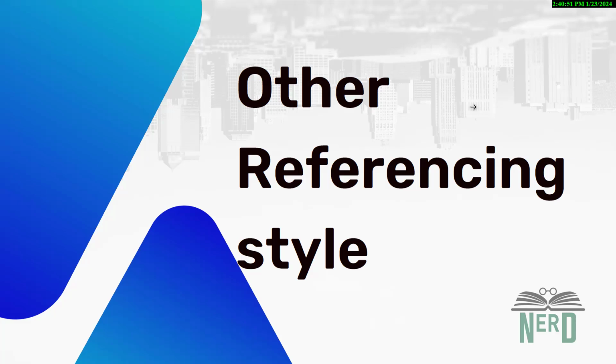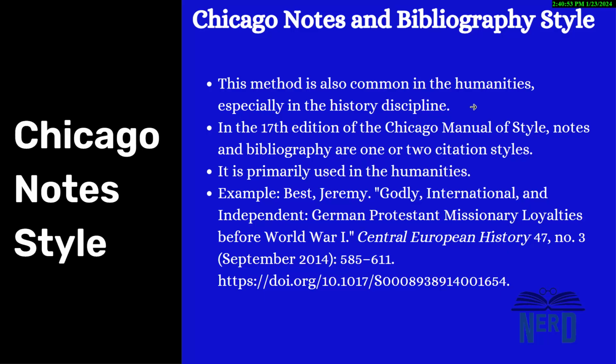And we have other references like Chicago notes itself, which is not quite important because in the exam they don't ask, but for your reference I have mentioned it here, and who knows, they might ask. This method is very common in humanities, you should remember, and the latest one is the 17th edition Chicago Manual of Style, primarily used in humanities. For example, you can see here Jeremy Best.